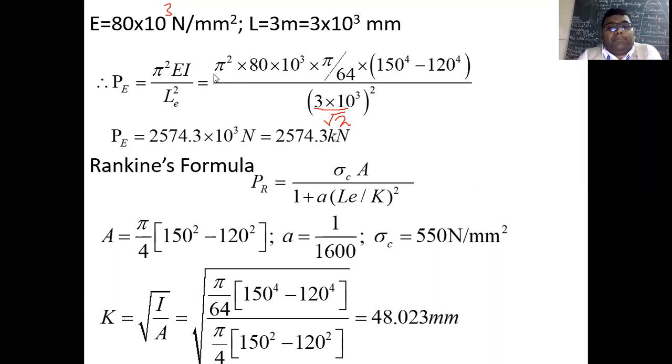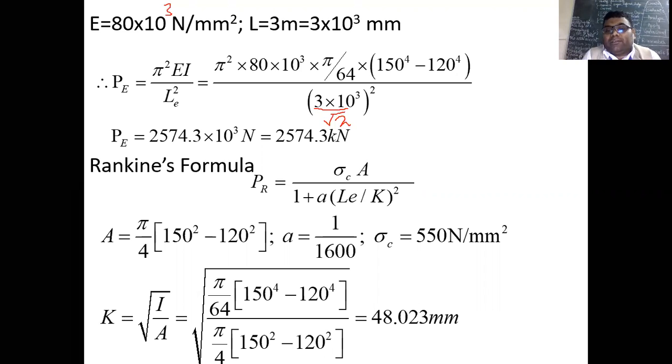So we put the value of E from here, and I is the moment of inertia, and we have inner and outer diameter. So we can calculate I as pi by 64 into d outer to the power 4 minus d inner to the power 4, upon LE square, where LE is equal to L upon root 2, as we already discussed.